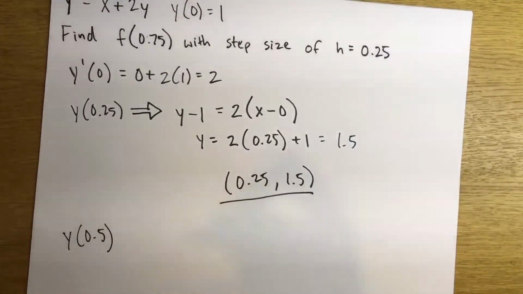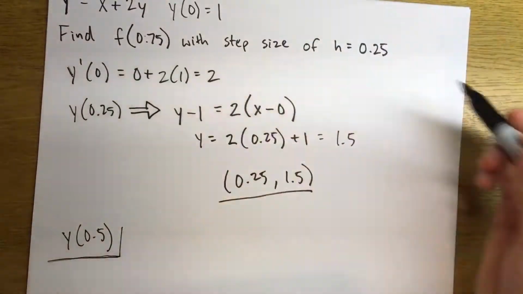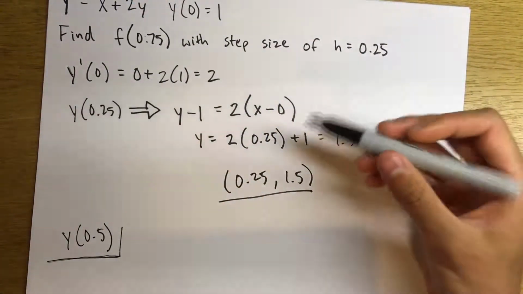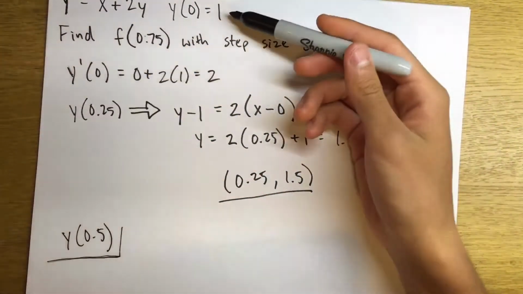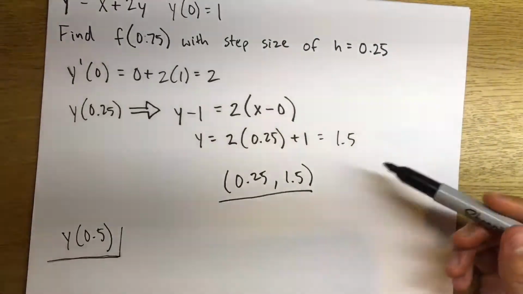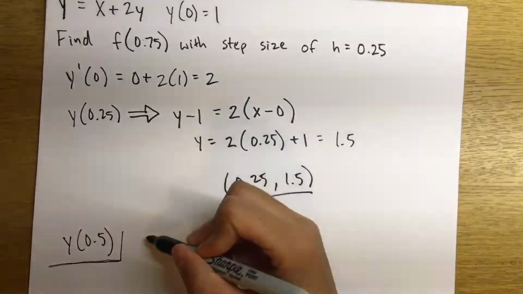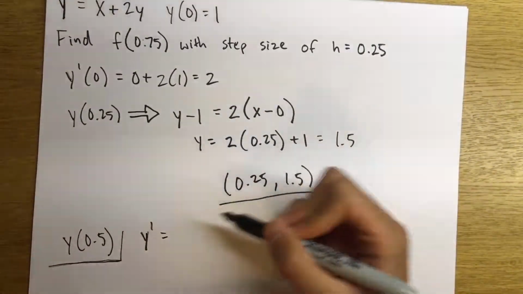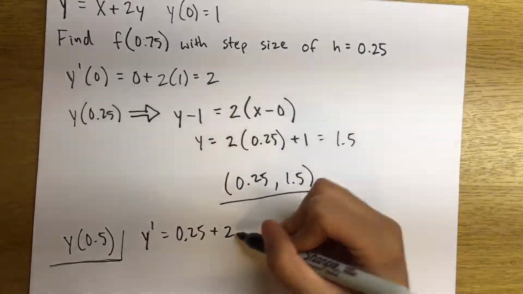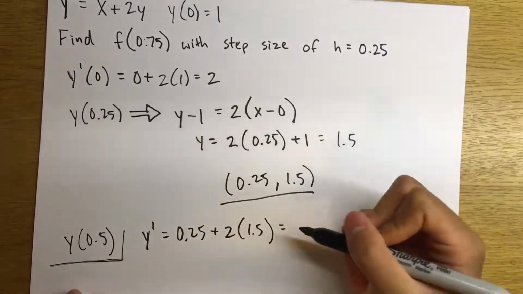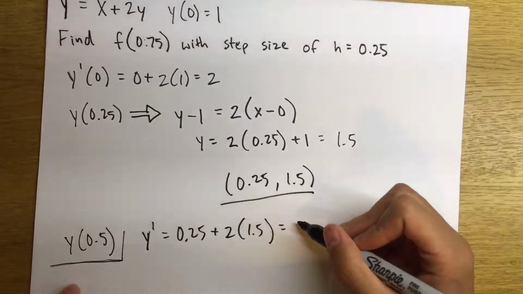For y of 0.5, or the next step, we just use this same idea of linear approximation. So we have our derivative function, and rather than plugging in the initial value of 0, 1, we just plug in what we just found. So we plug in y prime equals 0.25 plus 2 times 1.5, which equals 3.25.